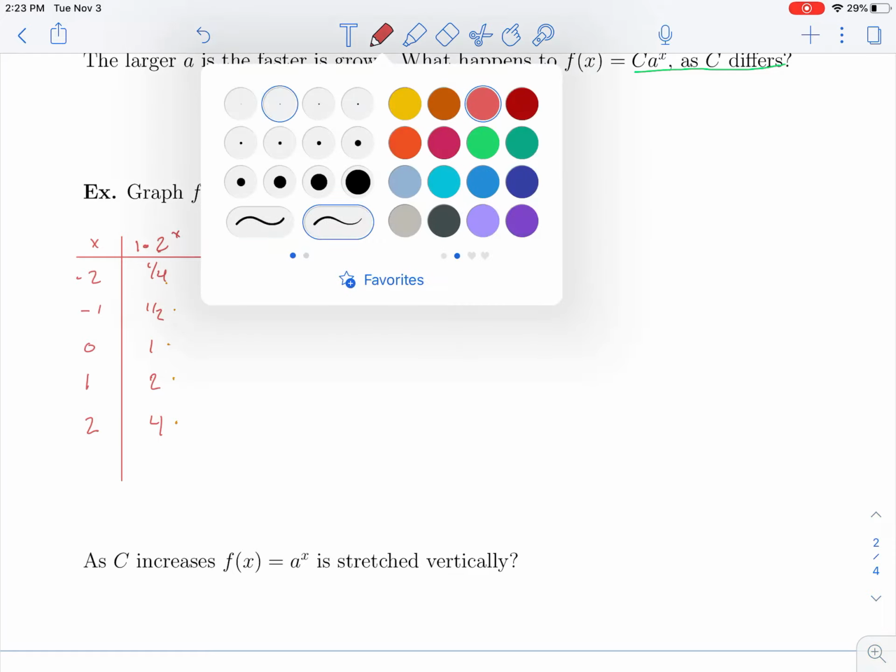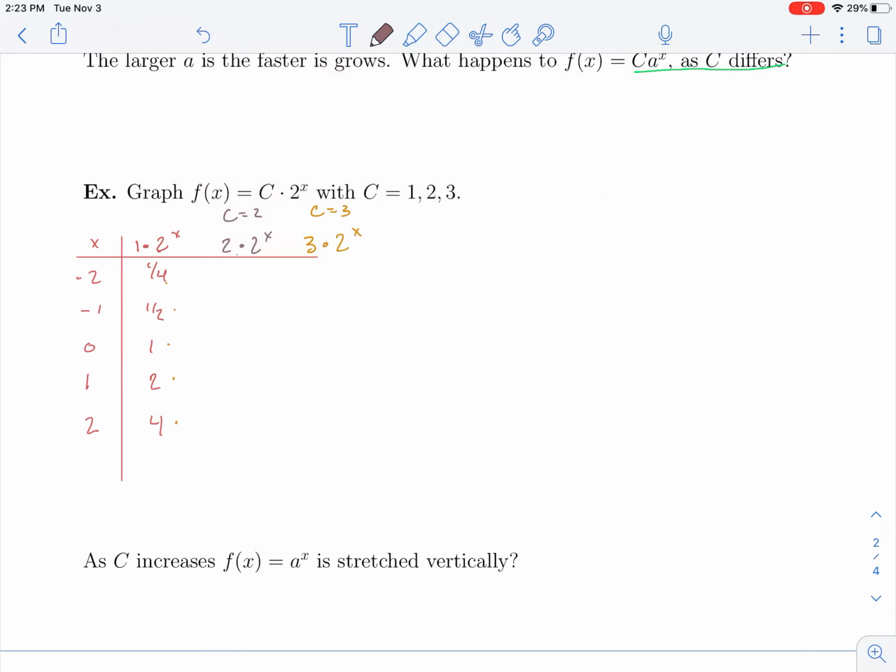Remember, this is just like 1 times. So 1/4 times 2 gives me 1/2, 1, 2, 2 times 2 is 4, 4 times 2 is 8. And now, because I already know what 2 to the x is for each of these x values, I'm just multiplying each one of those by 3, because that's what c does. It just multiplies them by 3.